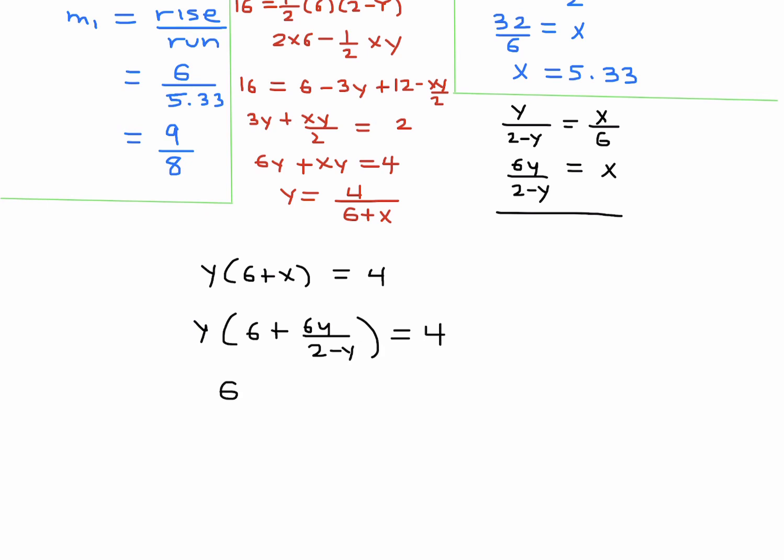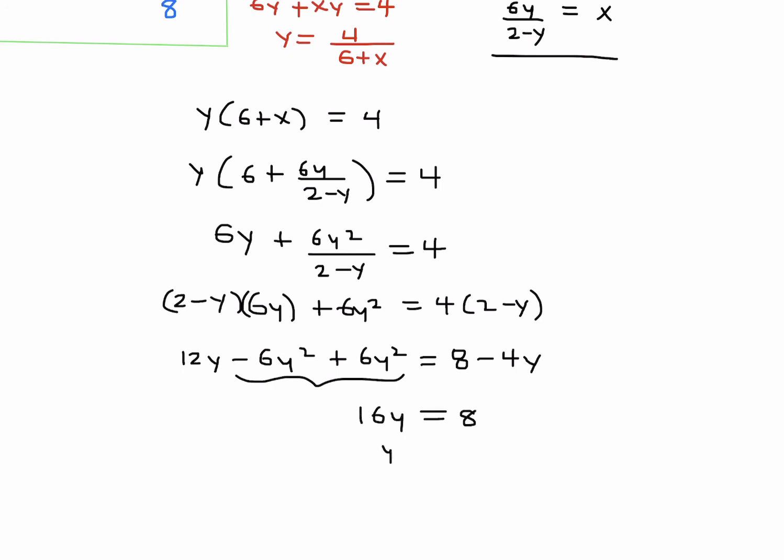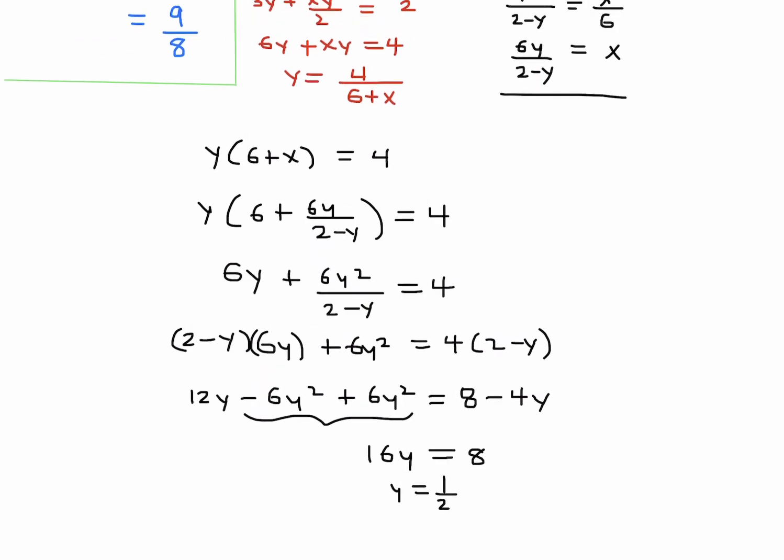If you expand it, it becomes 6y plus 6y squared over 2 minus y is equal to 4. Multiply through by 2 minus y, and you get 2 minus y times 6y plus 6y squared is equal to 4 times 2 minus y. And continuing, this becomes 12y minus 6y squared plus 6y squared is equal to 8 minus 4y. Good news is those two cancel, and then this just becomes 8 is equal to 16y, and therefore y is equal to a half. And that's it. Y equals a half.